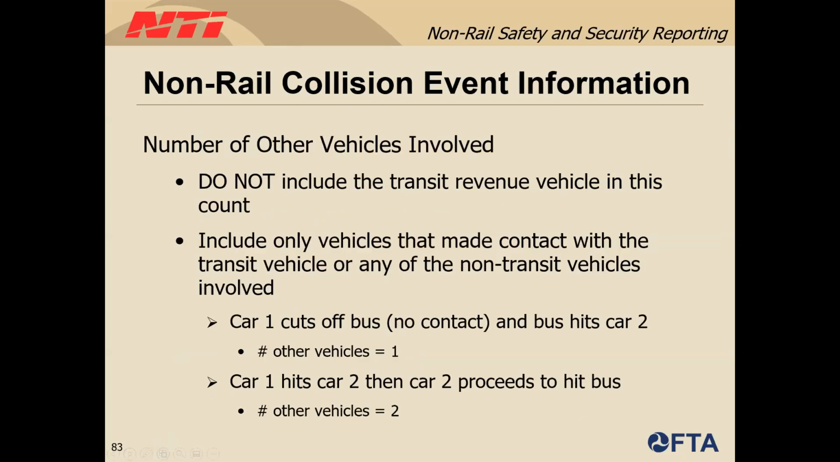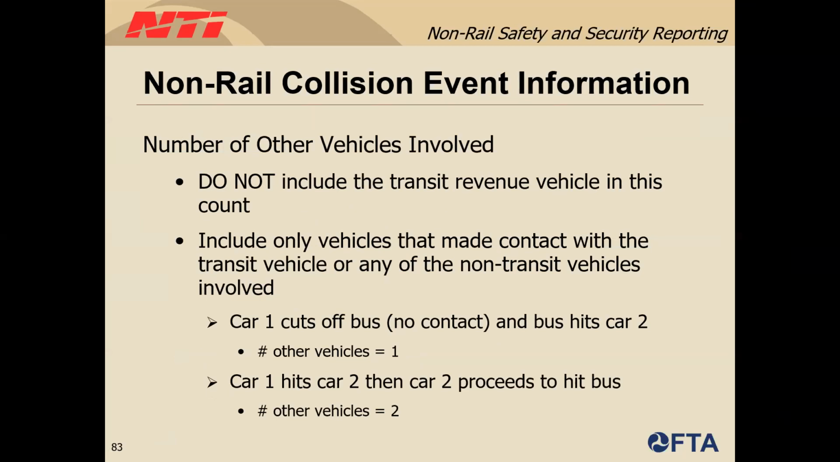The last selection is the number of other non-transit vehicles that were involved in the collision. Please note this box is not the total number of vehicles in the collision. It is only the number of non-transit vehicles involved, so please do not include the transit vehicle in this number. Let's look at a few examples of how to determine how many other motor vehicles to report.